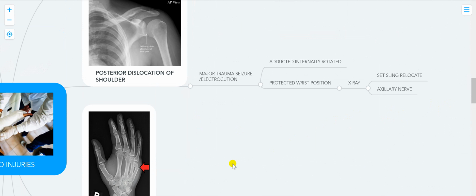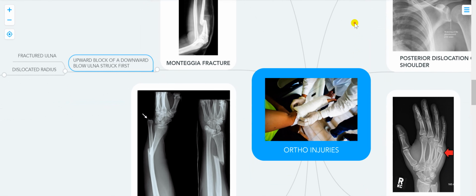And that's basically the summary of the first part of the ortho injuries.